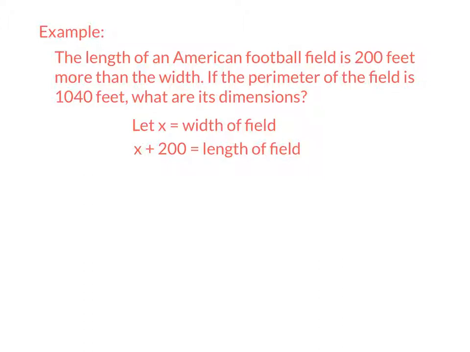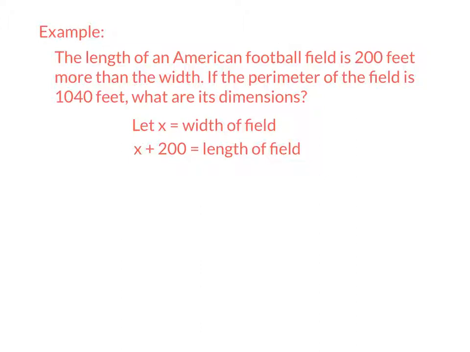So now we have completed step 2. We have identified the unknowns and identified both of them in terms of x. So the width of the field is going to equal x. The length of the field is going to equal x plus 200. Now we need to move on to step 3 to come up with an equation.